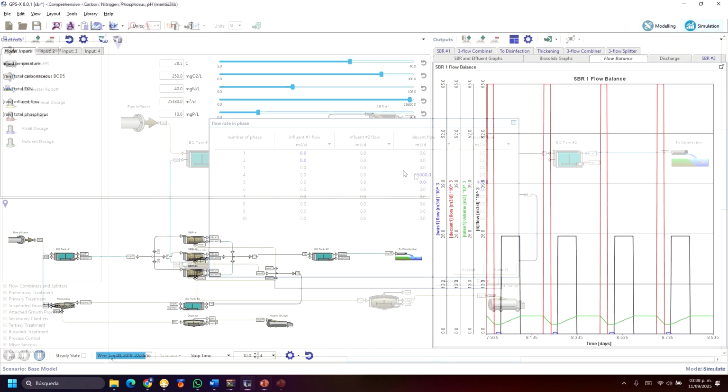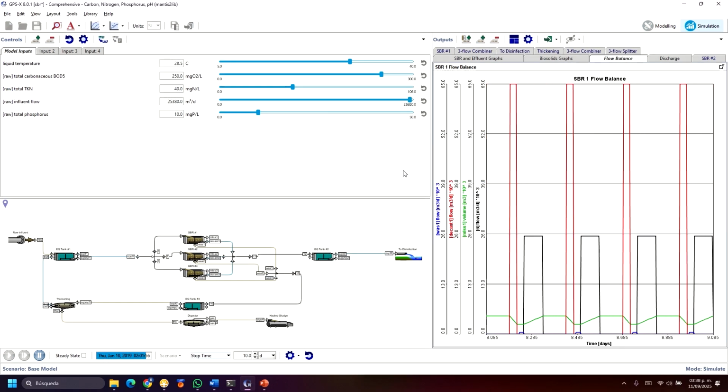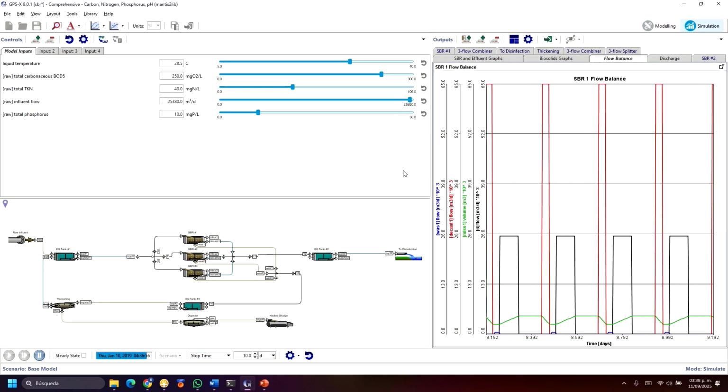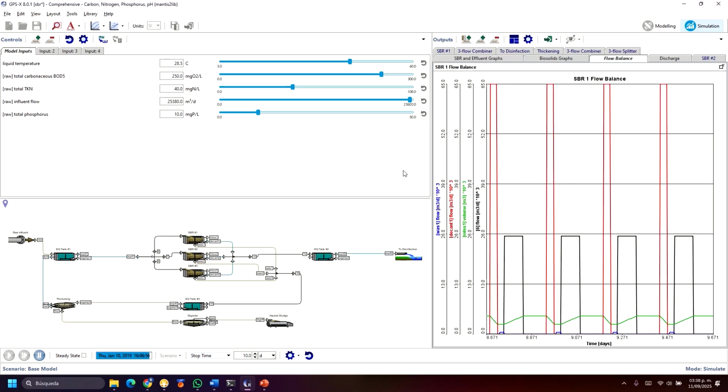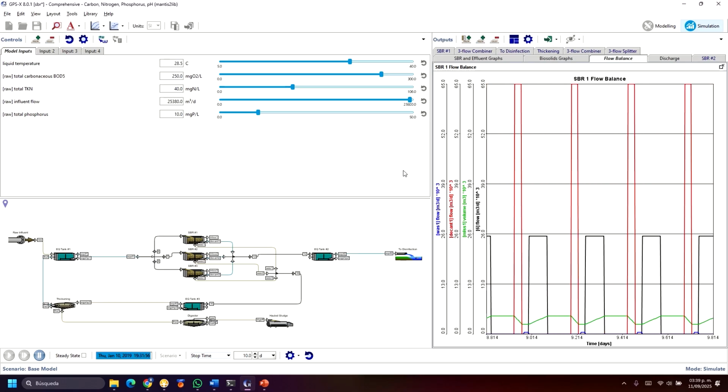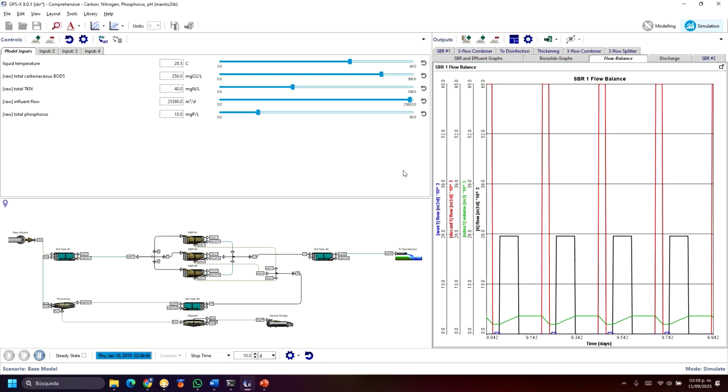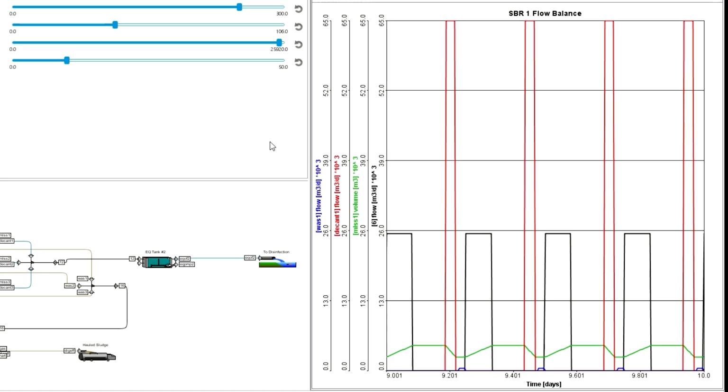We can analyze the reactor's flow balance. The black line represents the filling, and the red, the decanting, showing coordinated cycles. The tank volume in green increases during filling and decreases during decanting, as expected. Finally, the results at the discharge before disinfection show us the quality of the effluent.